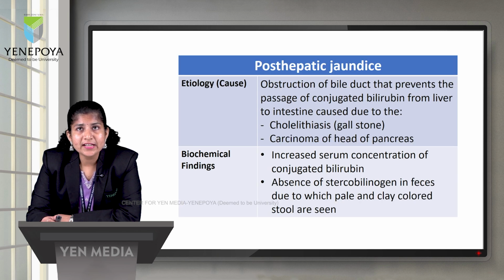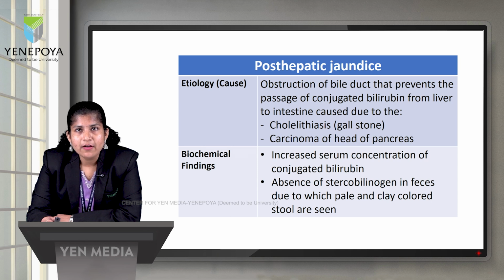Next is post-hepatic jaundice, or it is also called obstructive jaundice. Etiology for this condition: the obstruction in the bile duct which will prevent the passage of conjugated bilirubin from the liver to the intestine, mainly because of cholelithiasis, that is gallstone, or maybe because of carcinoma of pancreas head.